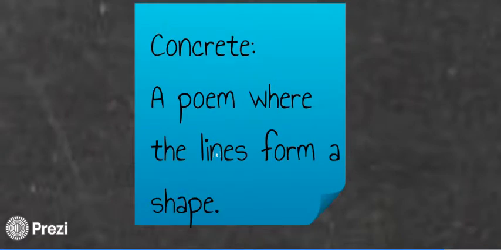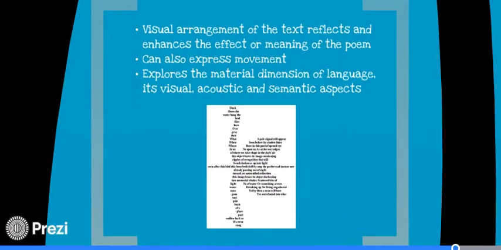First things first is we are going to talk about a concrete poem. This is essentially a poem where the lines form a shape. You make a shape out of words from the poem. For example, you'll see you have this swan here, and it's almost like the line in the center of the page is the water, and one part is the reflection.